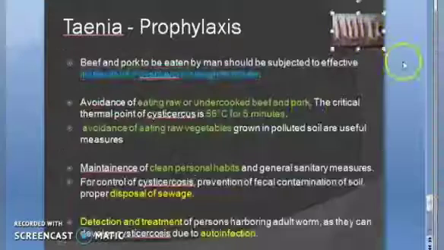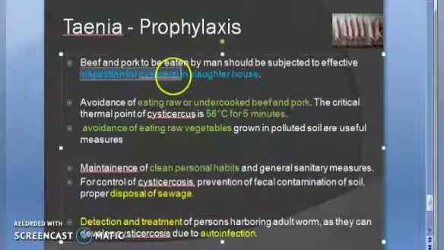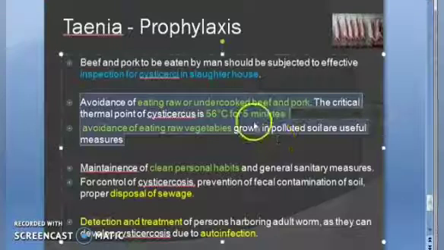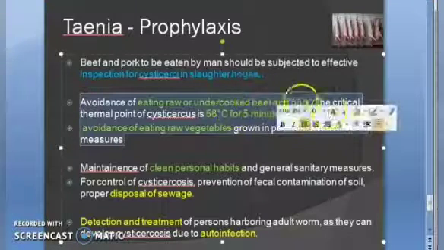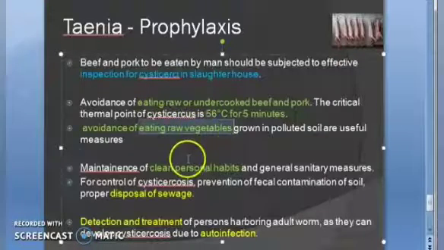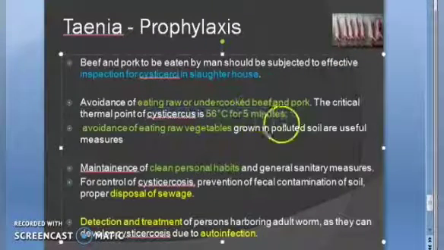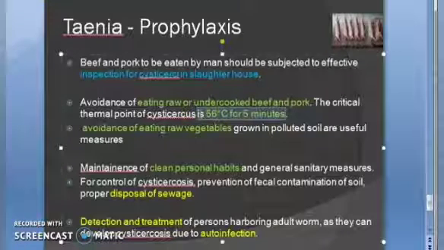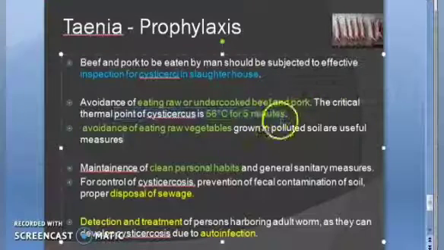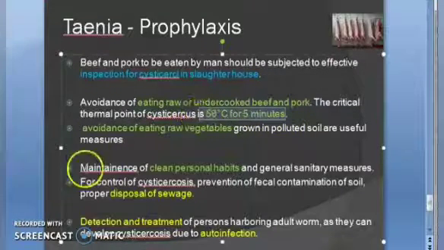Prophylaxis. In the slaughterhouse, meat should be tested for cysticerci. Then, don't eat undercooked beef, don't eat undercooked pork, don't eat raw vegetables. Just make sure that you heat it to 56 degrees centigrade for 5 minutes. That's the thermal point. Not a high temperature, you can try to cook it.